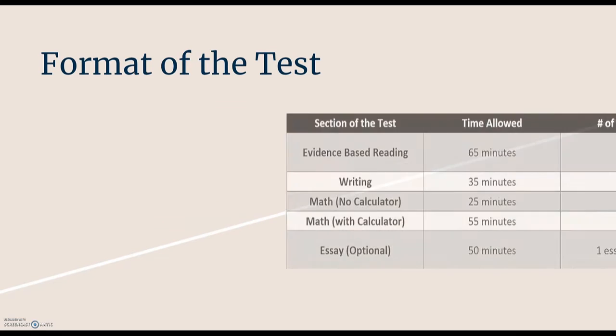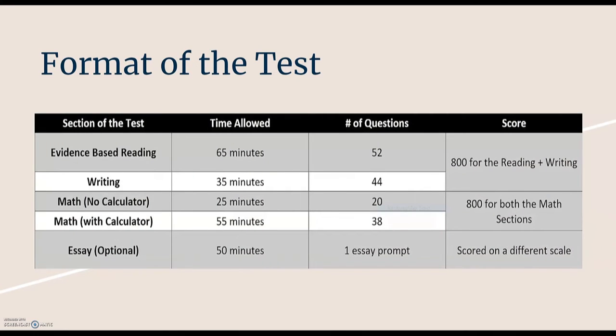So, the format of the test. First off, you have five different sections. First, you have the evidence-based reading. You have 65 minutes to answer 52 questions. Then you have the writing section, and you have 35 minutes to answer 44 questions. Your score for the reading and writing sections will be 800 in total, so you'll get a section score of 800.